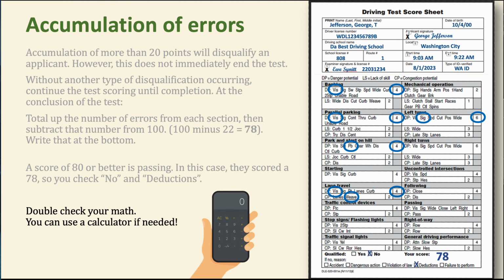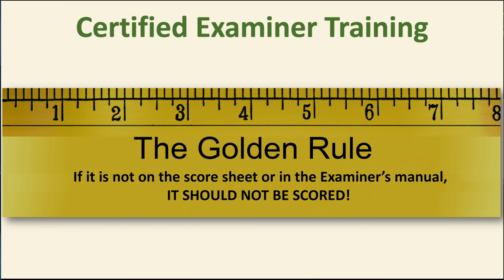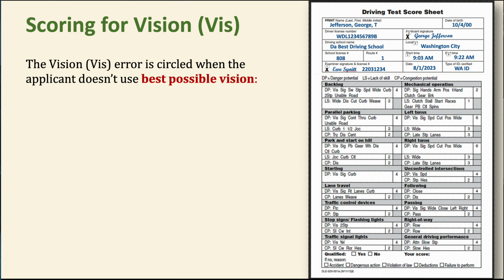Double check your math, use a calculator if needed. Here's something you need to remember. This is the golden rule. If it's not on the score sheet, if it's not in the examiner's manual, do not score it. Do not score it. Let me give you an example of this.